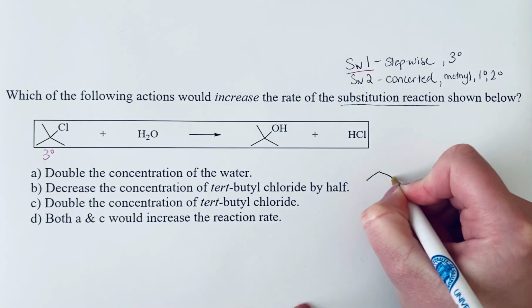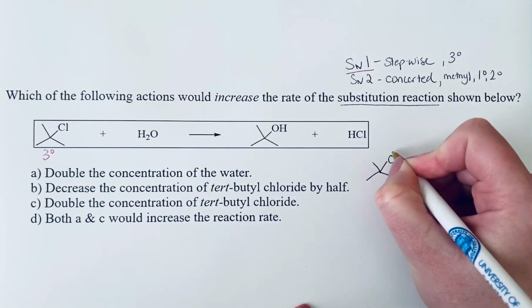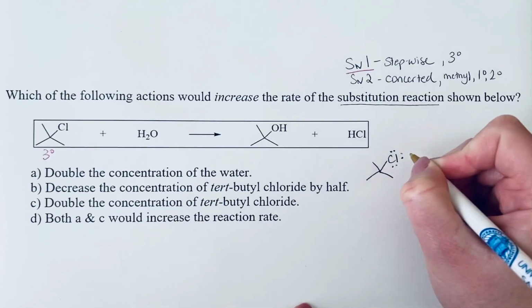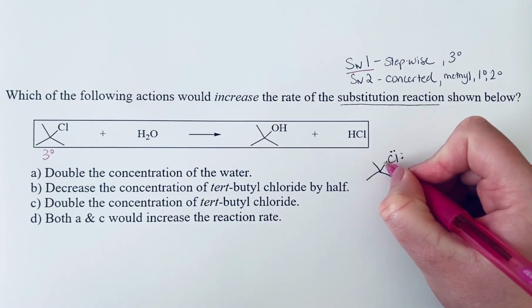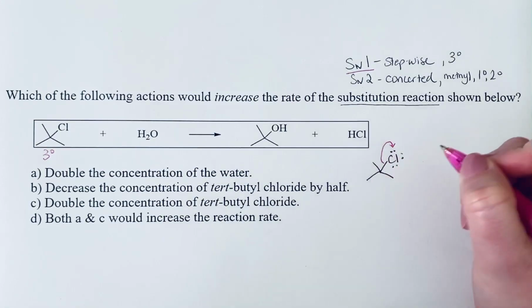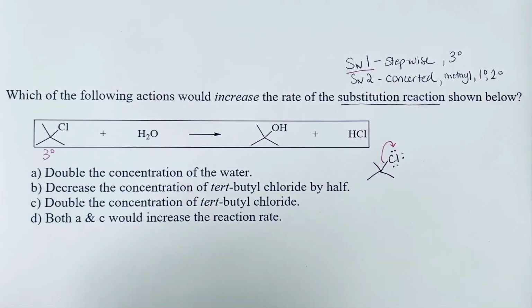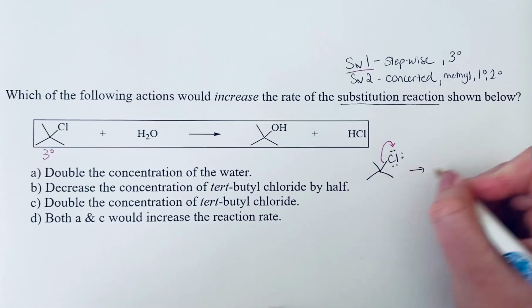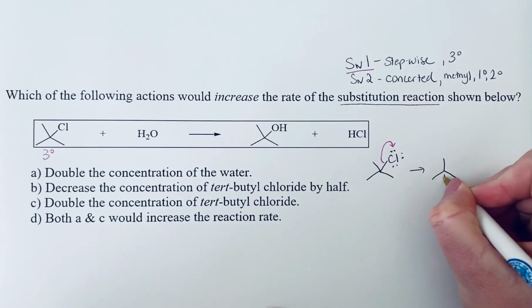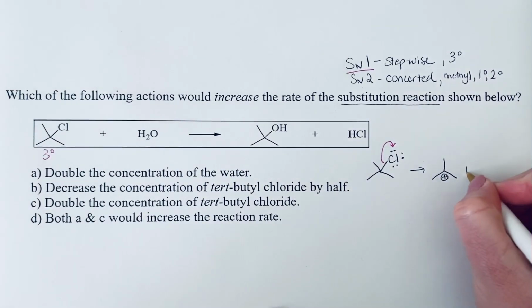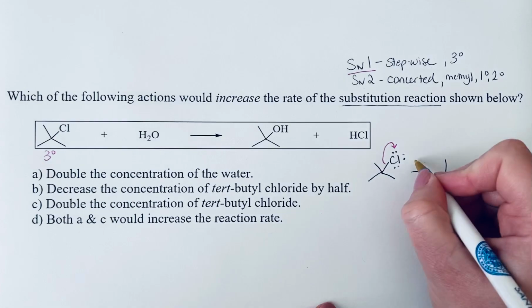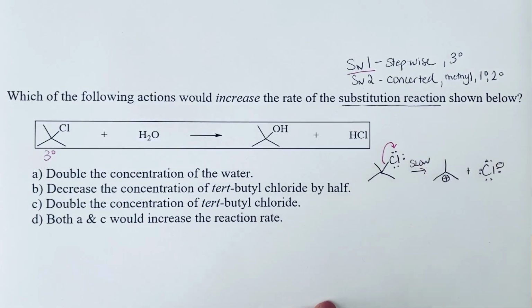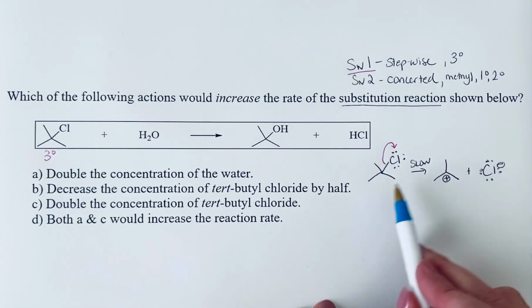So the Sn1 mechanism is the stepwise mechanism. So the first step of this reaction is that it is going to ionize. So we are going to lose the leaving group, forming a tertiary carbocation and the chloride ion in this case. This first step is the slow step. This is the rate determining step of this reaction.